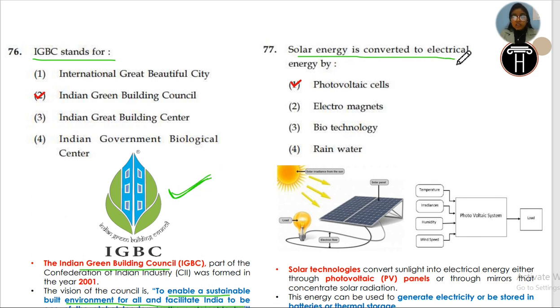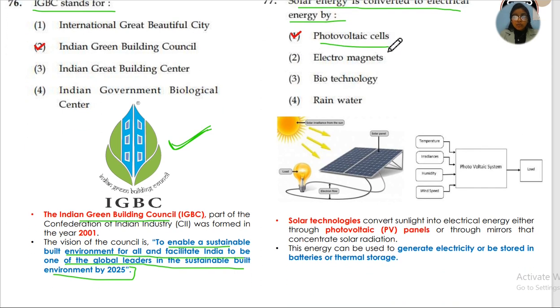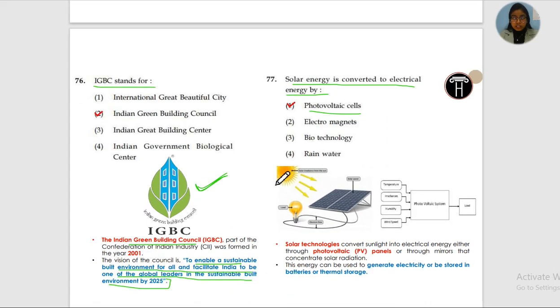Solar energy is converted to electrical energy. So it is converted to electrical energy by photovoltaic cells. So the solar technology, like we are talking about the solar technology, converts sunlight into electrical energy through photovoltaic panels or through mirrors that concentrate solar radiations. This can be called your photovoltaic panels. Okay, this energy can be used to generate electricity or be stored in batteries or thermal storage.